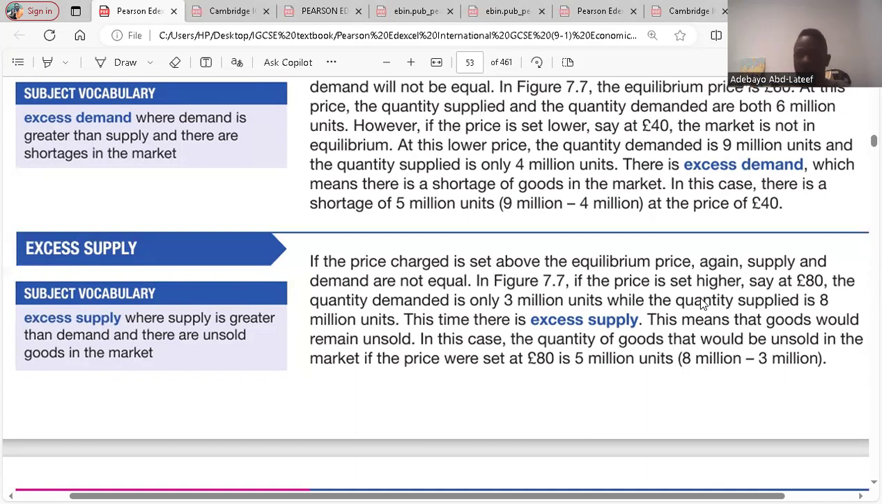Demand and supply are supposed to be equal, but whenever there's excess either in demand or supply, it means there's disequilibrium. Do you understand what disequilibrium is now? If supply is more than demand, or if demand is more than supply, that is disequilibrium. The market is supposed to be at equilibrium. But if there is either an increase in supply or demand, there's disequilibrium. Do you get it? So excess demand and excess supply will bring about disequilibrium. Clear?